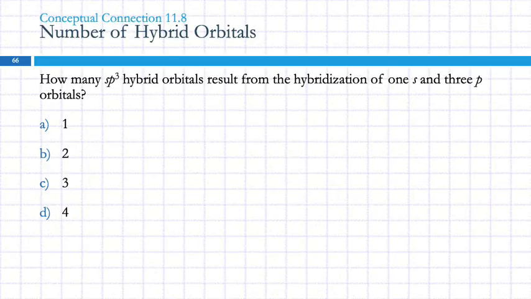Okay, how many sp3 hybrid orbitals result from the hybridization of 1 s and 3 p orbitals? How many orbitals are we starting with? 1 s and 3 p. 1 plus 3 is 4. So how many should we end up with? 4. We're going to start and end with the same number of orbitals. So in the hotel, we're rearranging things, we're remodeling, we're building walls or taking walls down. The beds are still there. We're not gaining or losing any beds. We're just kind of changing the room size around them.